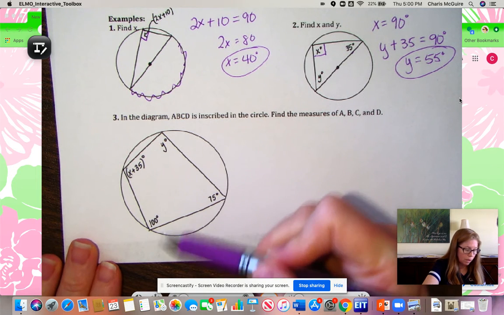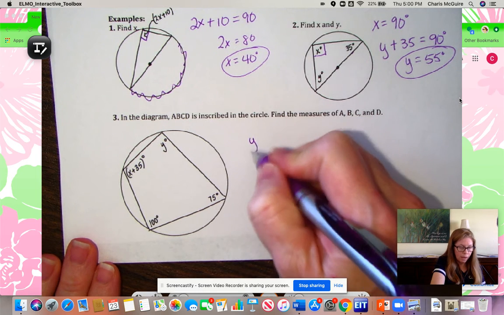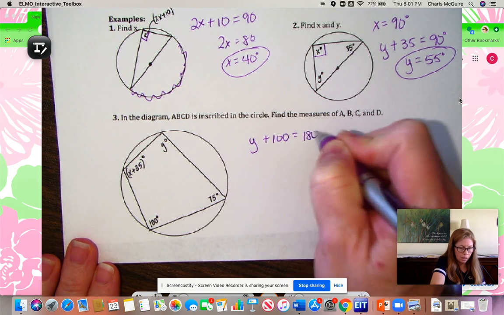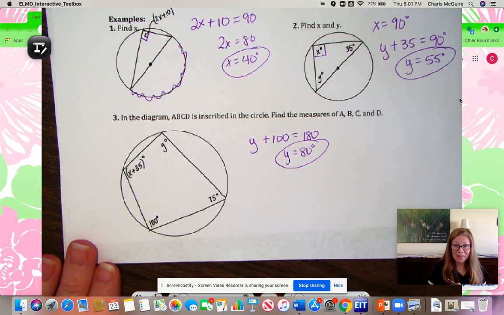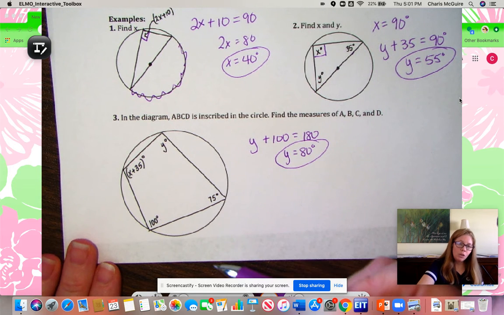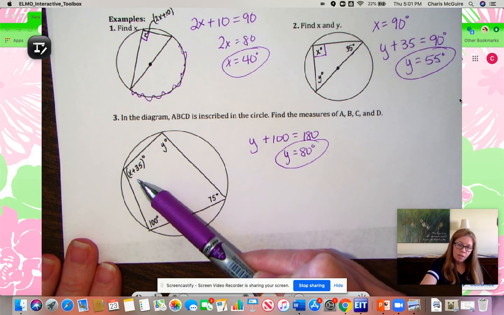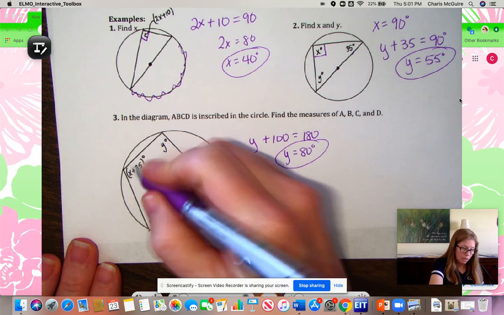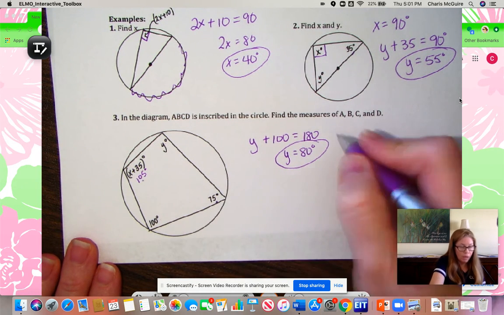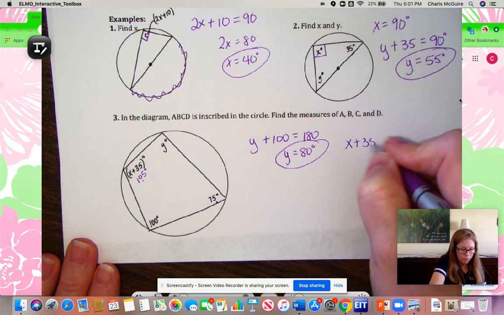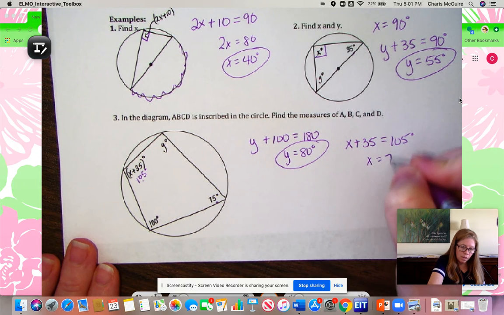So first of all, I noticed right away that with y, the opposite angle is 100. So if I know y plus 100 equals 180, y must equal 80 degrees. Did you get that one? And then I noticed, now you can do these two different ways, right? If you know that there's 75 degrees used up here, how much is left for this angle if they're supplementary? This is 105, right? So you can do it that way if you want. I like that way. So x plus 35 equals 105. And then when you subtract the 35, x is 70 degrees.